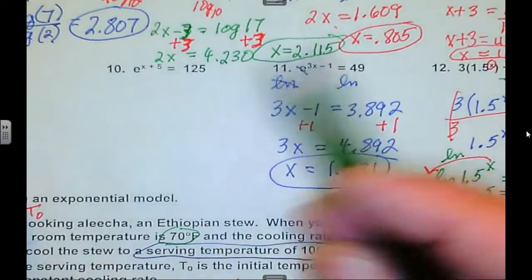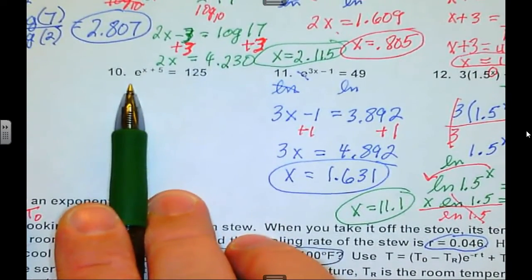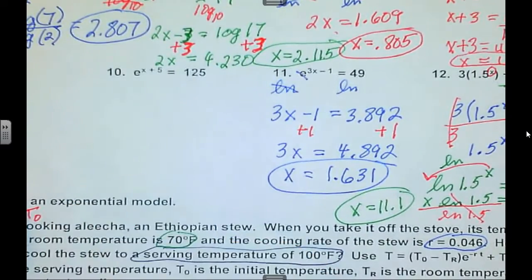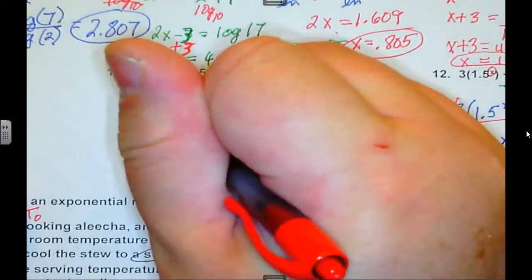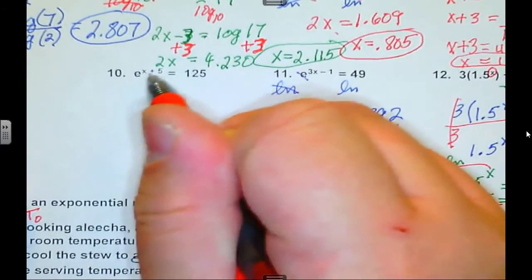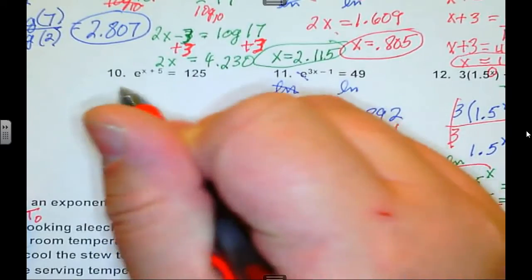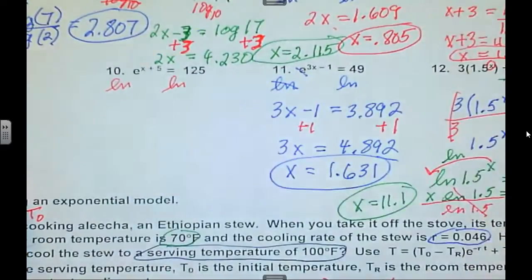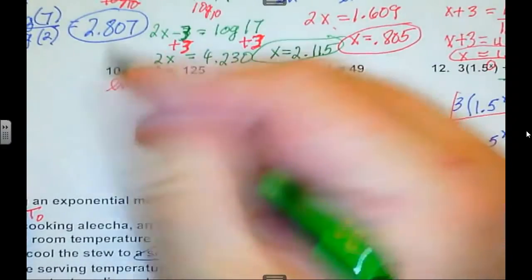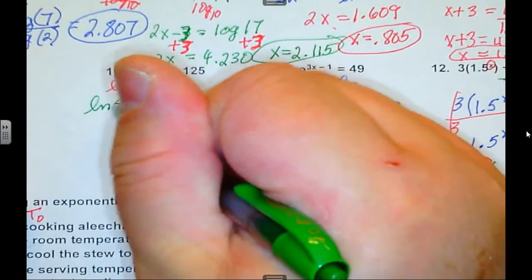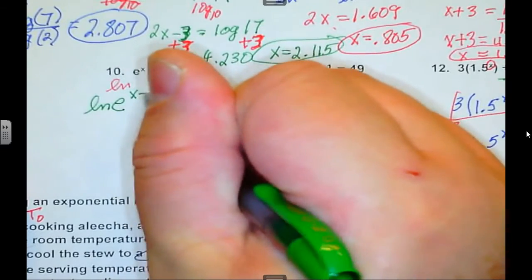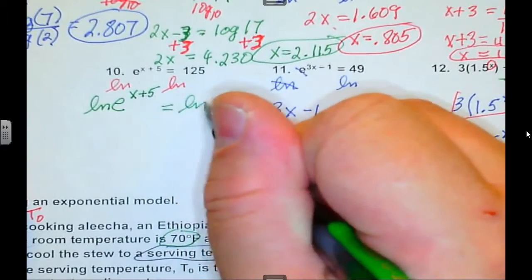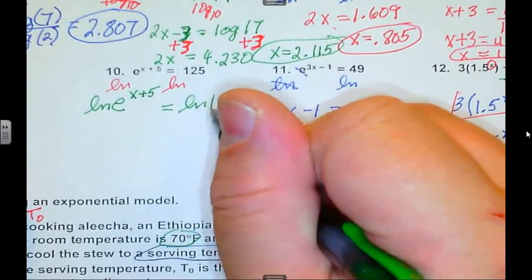Yeah, you're just going to take this as e, so I don't have a choice of common log or natural log. I have to use natural log. Okay. So I want to get rid of this exponential form. I want to be able to bring that back out. So I'm going to take the ln of both sides. So I get the ln of e raised to the x plus 5 equals the ln of 125.